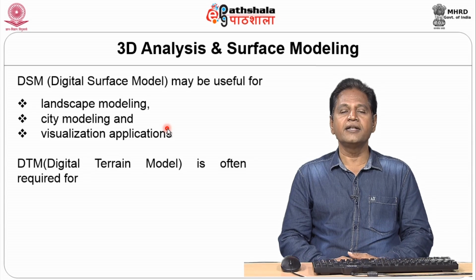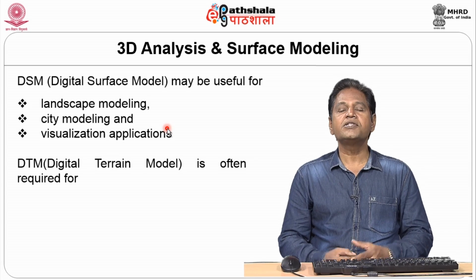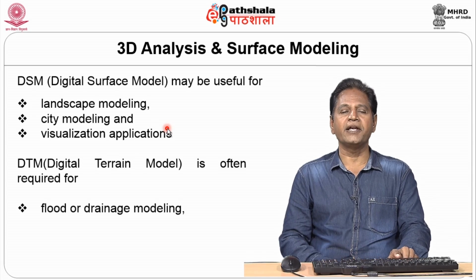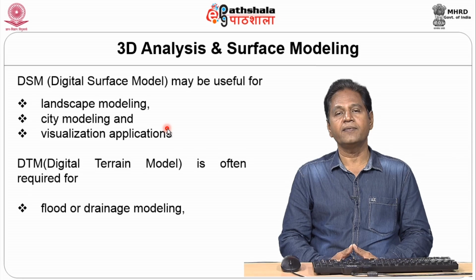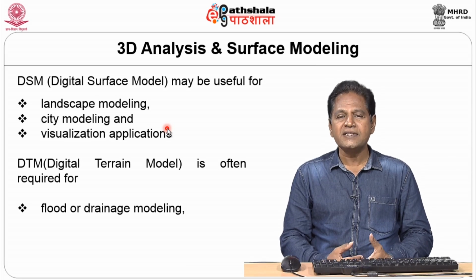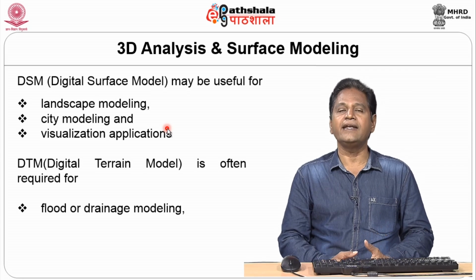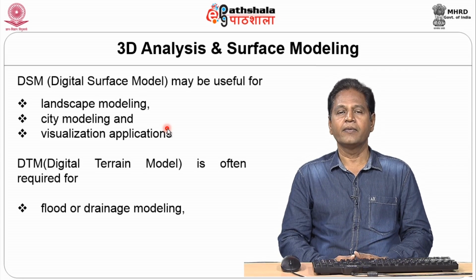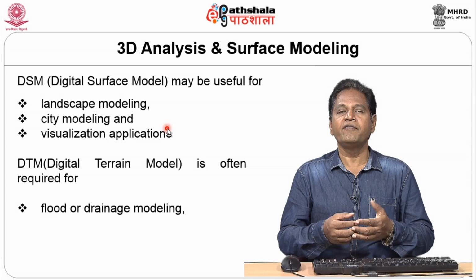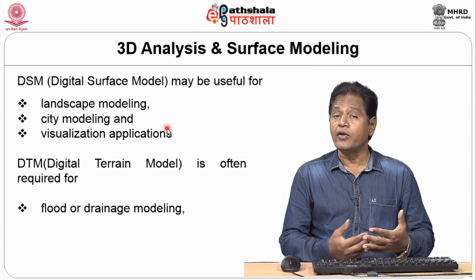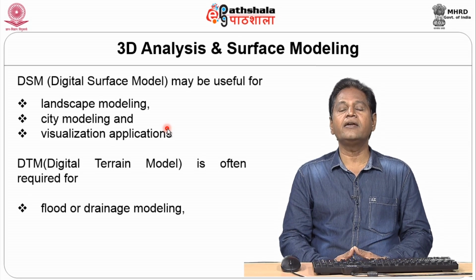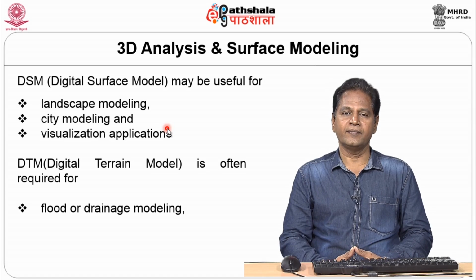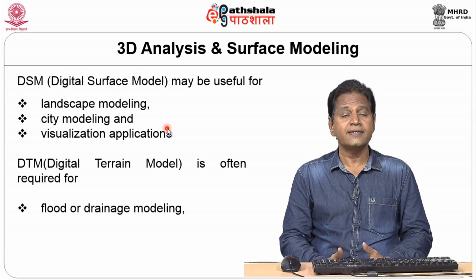DTM, or the digital terrain model, is required basically for some of the simple applications. For example, flood or drainage modeling. When you are working on a specific thing, like the city I was telling you about, you can go for a DSM, because every object there, every building, can be considered. When you are talking about a larger area where a flood is taking place, or you are interested in modeling the drainage characteristics of a particular basin. Flooding, even in cities, is very much pertinent.